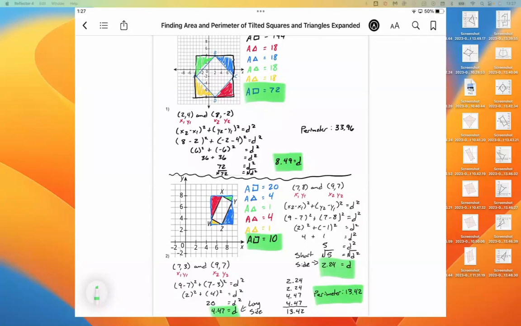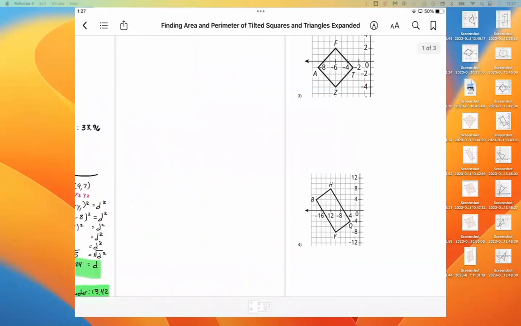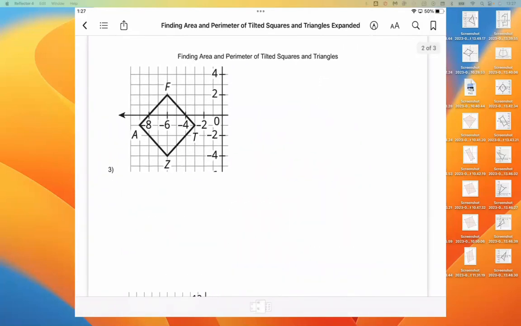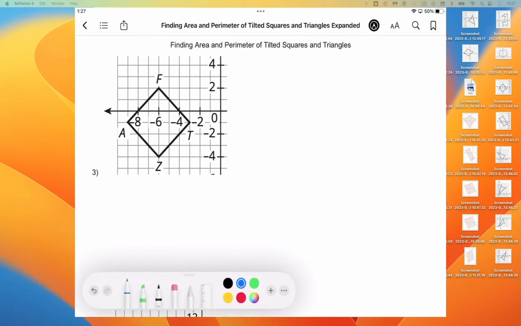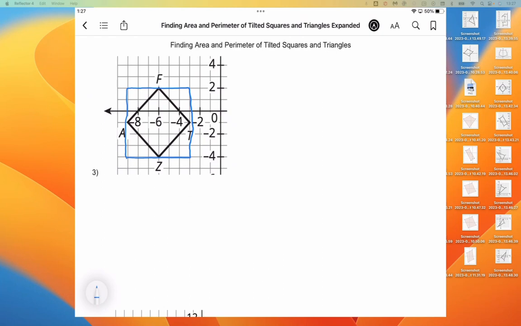Okay. On to 3 and 4, the ones that were homework. And we have a square this time, so we're only going to have to do the distance formula once, which is kind of nice. In terms of finding the area of this thing, we're going to box it in. We're going to see that the area of the blue square is 36 by 6. Area is 36.